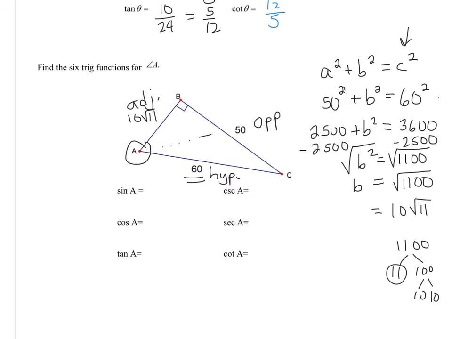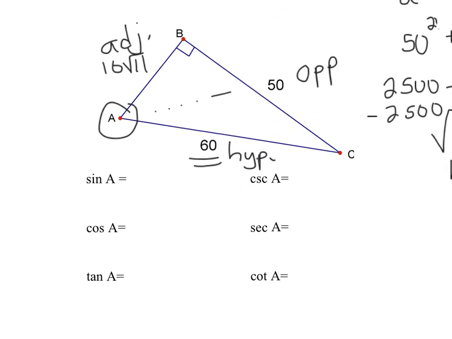So if I start to put these values in, now that I have all the values for my triangle, the sine is the opposite over hypotenuse, so that's 50 over 60, which can reduce to 5/6. Well, once I know that, I also know the cosecant, because that's just the flip of that, so that's 6 over 5. So now I've got my sine and my cosecant.